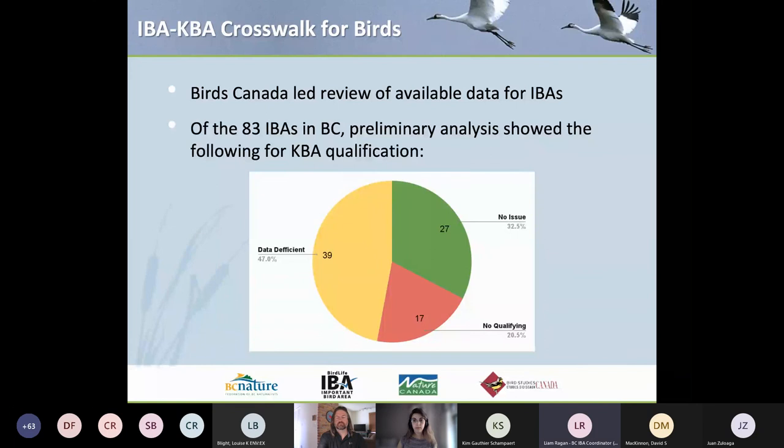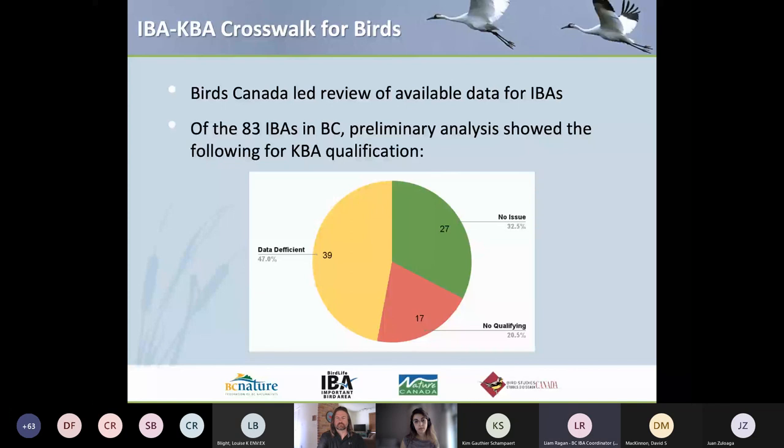And so we're currently looking at how we can approach that and show in sites where there's been no major habitat degradation and no reason to believe that marbled murrelet populations would have dipped below thresholds, how we can still assess that and prove that they do still meet KBA qualifications.